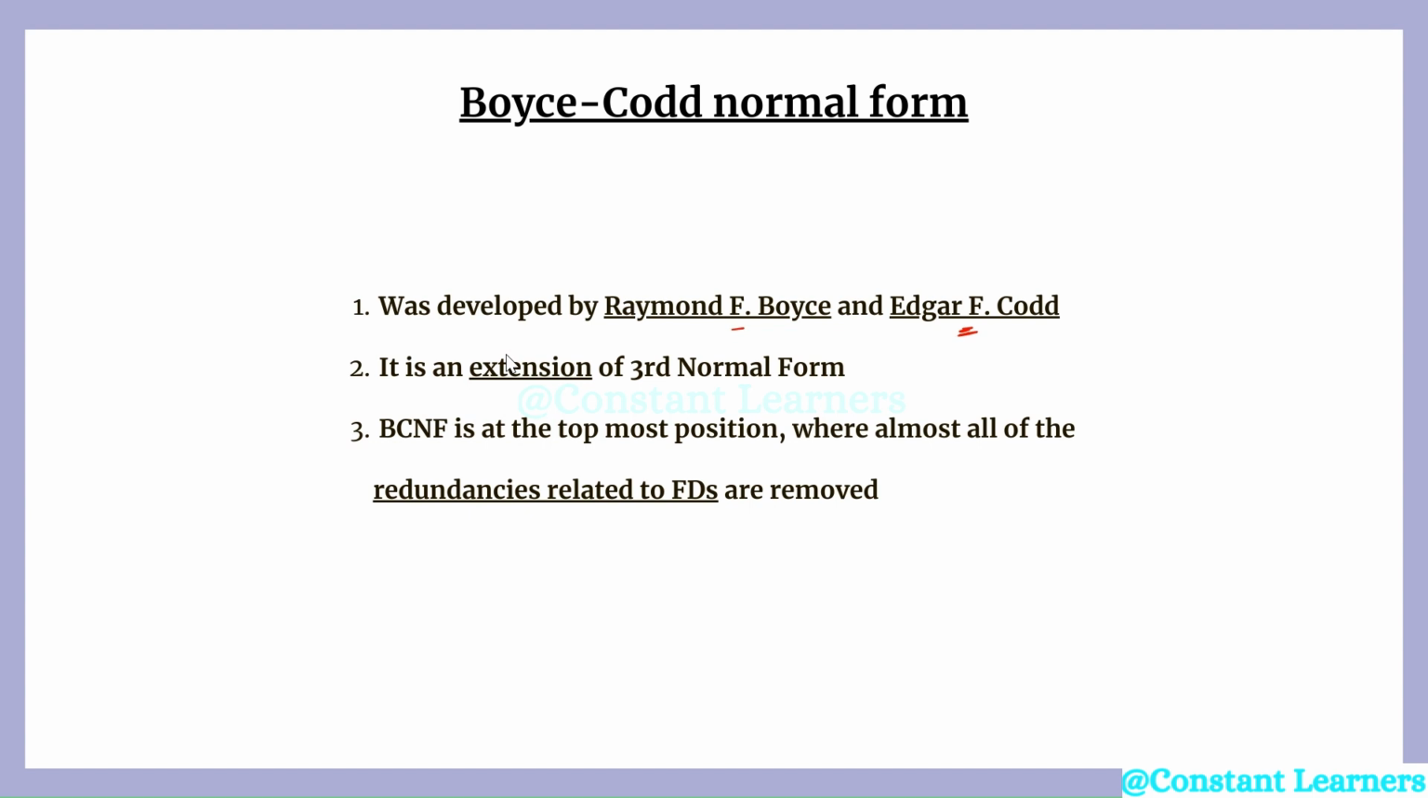Alright. Boyce-Codd normal form is at the topmost position where almost all of the redundancies related to functional dependencies are removed. That means any redundancy that comes up because of the functional dependencies is removed at the Boyce-Codd normal form, right? Why? Because any table which is in the BCNF is also in third normal form, it is also in second normal form, it is also in first normal form, right? And until now, all the redundancies related to functional dependencies are removed, right?